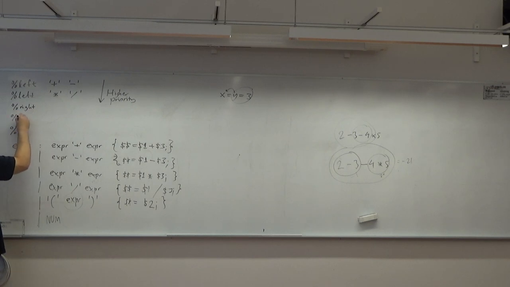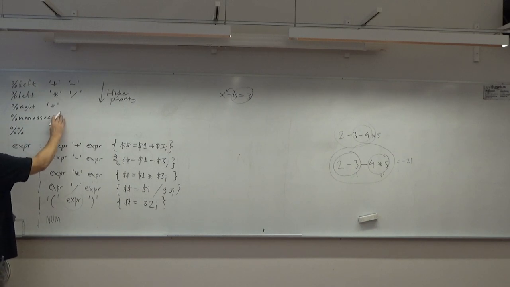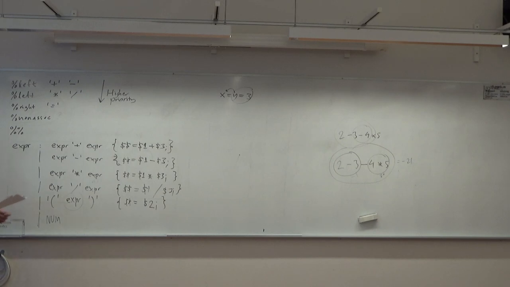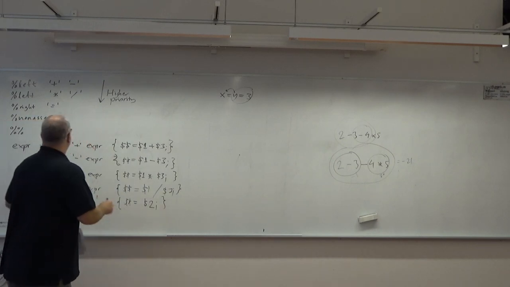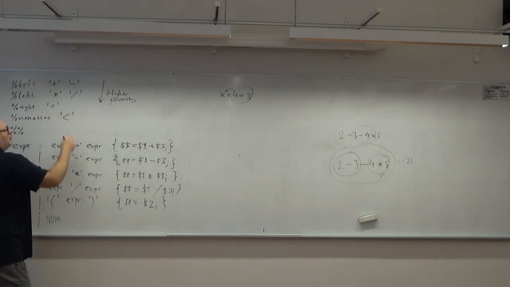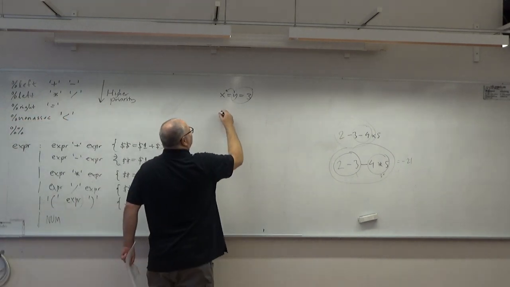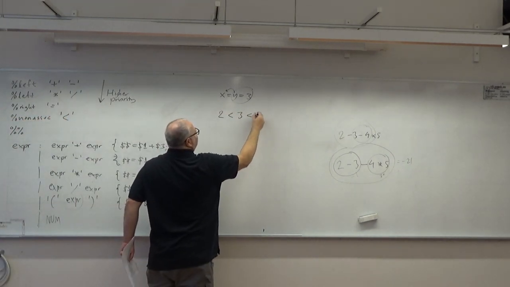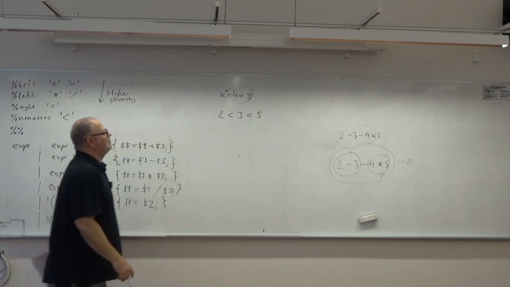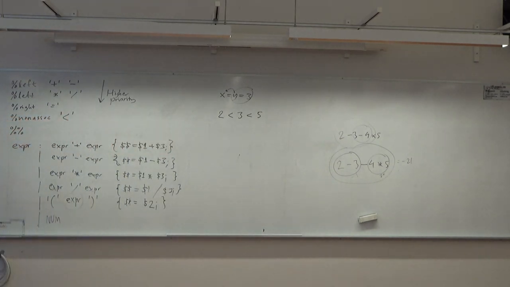And right, and let's say nonassoc also. You can have things that are right associative, like the assignment, and nonassoc means they are not associative at all. Could be useful for comparison operators. You know, in Python, you can write things like this. 2 is less than 3 is less than 5, which will result in true.